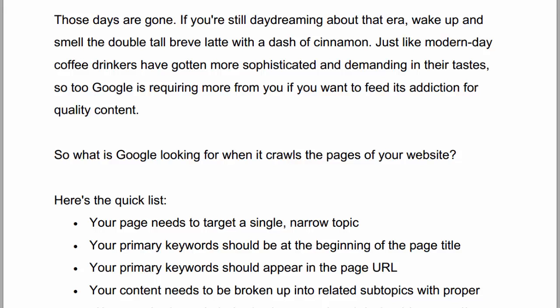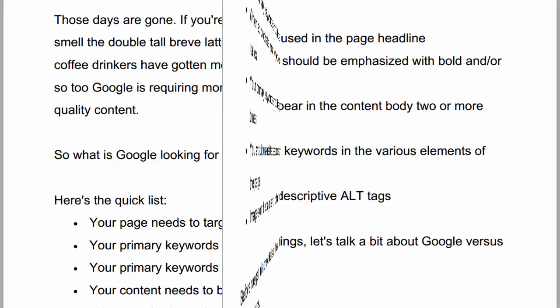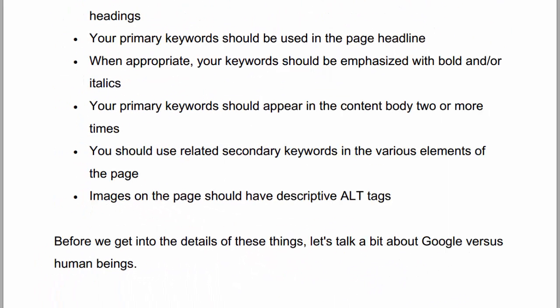Here's the quick list. 1. Your page needs to target a single narrow topic. 2. Your primary keyword should be at the beginning of the page title. 3. Your primary keyword should appear in the page URL. 4. Your content needs to be broken up into related subtopics with proper headings. 5. Your primary keyword should be used in the page headline.